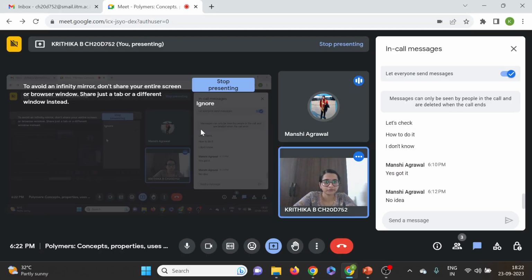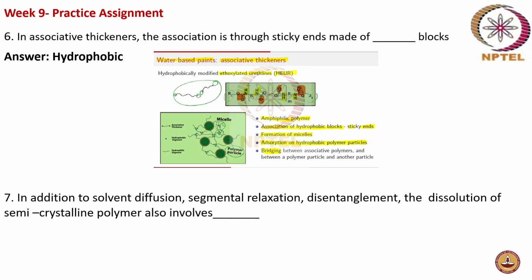I do recall something. Yes, they form lamella and then spherulites and all. So this was discussed. The chains start folding and then they form lamella. That is how the process of crystallization happens. Okay. So this chain has to unfold, and only then will it support the solvent diffusion, and then segmental relaxation and disentanglement. All these will also happen. The chain has to unfold along with solvent diffusion, segmental relaxation, and disentanglement in the case of semicrystalline polymer.